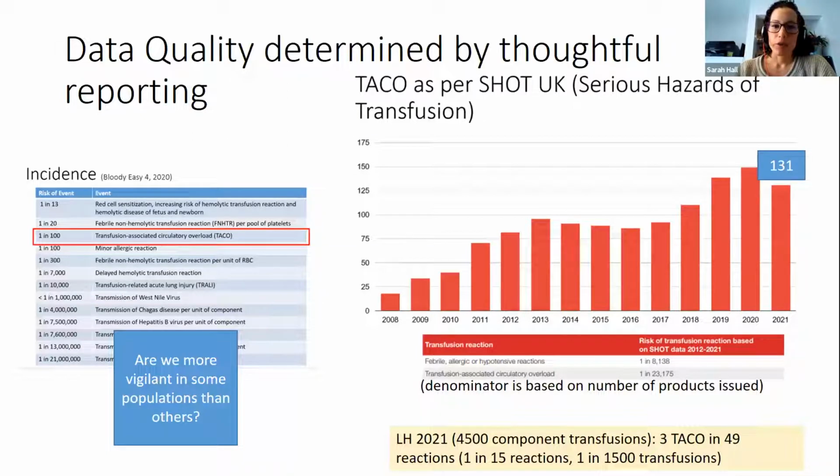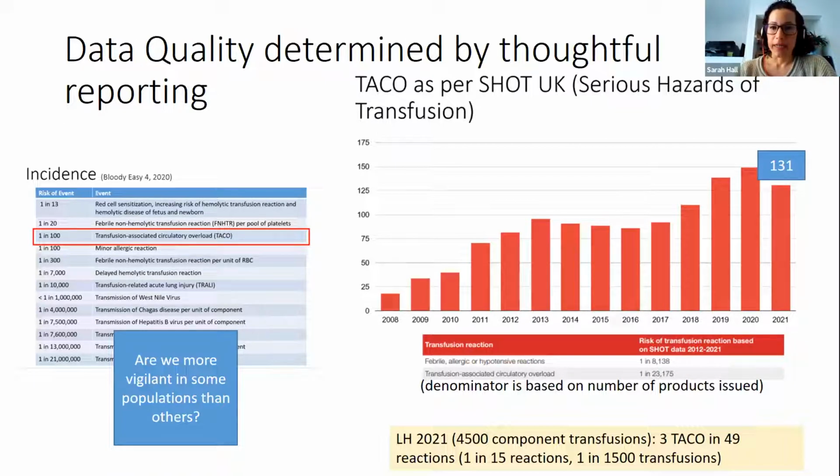So I said I was going to circle back to how many TACO reactions we are actually seeing. There's the Bloody Easy from Ontario on the left and the UK on the right. So the 1 in 100 transfusions, I always ask myself, are we actually being more vigilant looking for these cases in some populations than others? We have a really robust outpatient cancer center, and we're the regional hemodialysis center. These patients get transfused more, so are we looking for these transfusion reactions in these patients more often?